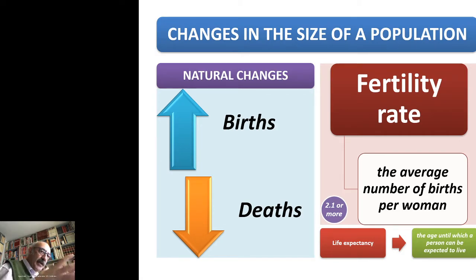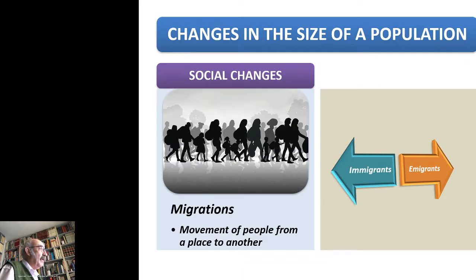If this fertility rate is 2.1 or more, then the population is expected to increase. If the number is 2.0 or less, the population is expected to decrease. And this is the case of Spain, as we're going to see very, very soon.